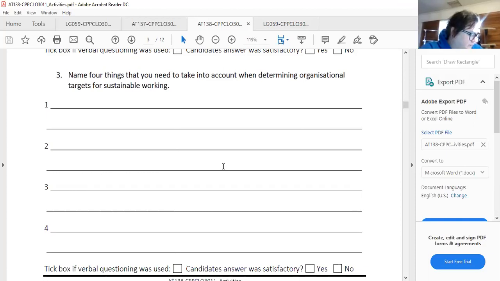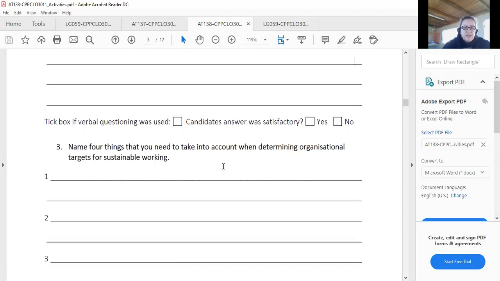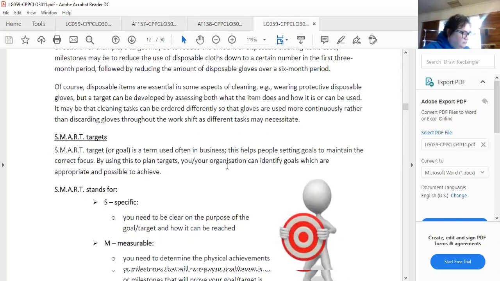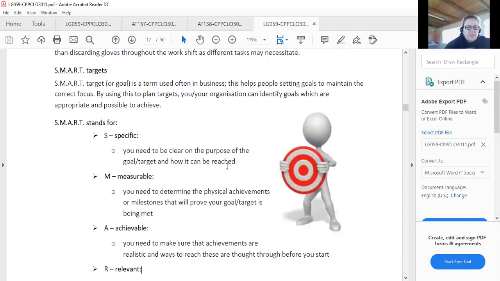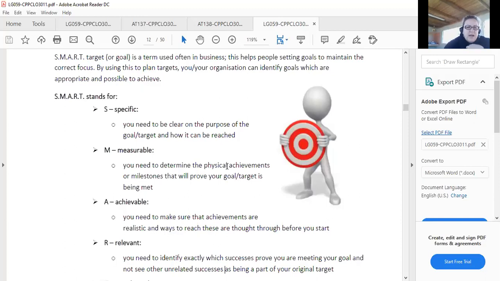So, name 4 things you'll need to take into account when determining organisational targets. I think that's more around what you're wanting to achieve. You can put the SMART goals there. So this is the things that you can do: specific, so very clear on the purpose, measurable, having physical achievements.